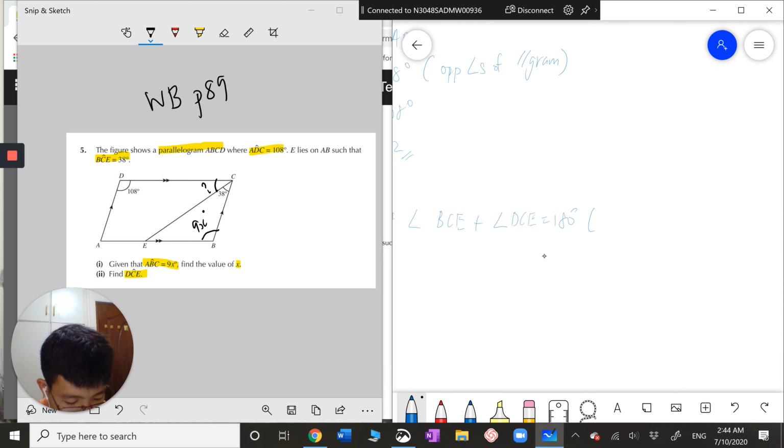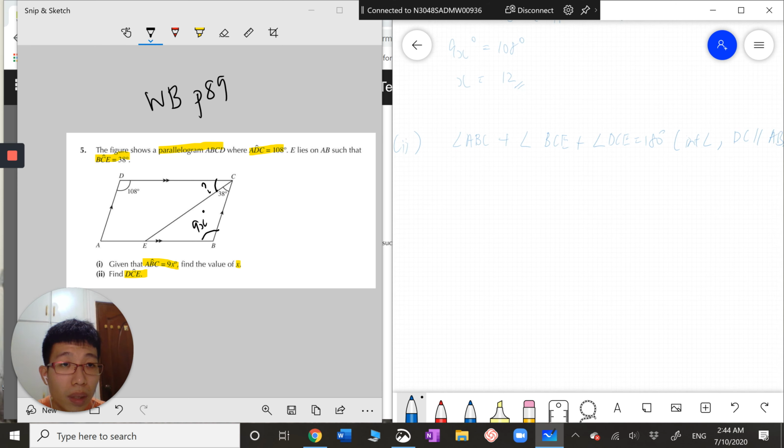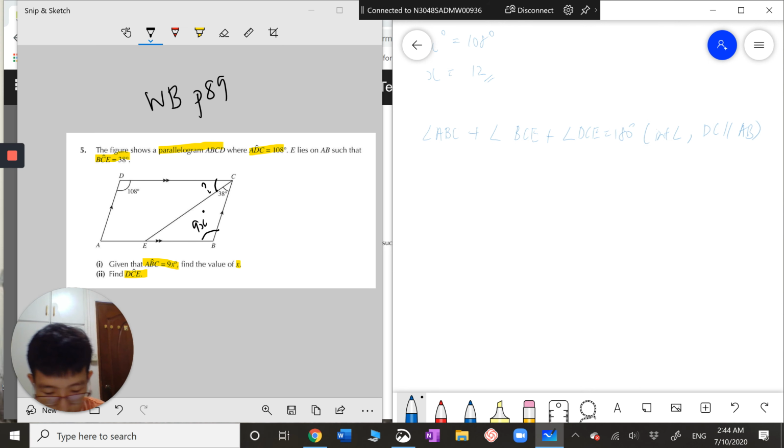And why is this so? Because they are interior angles between parallel lines. So in this case, DC is parallel to AB. Once we have this statement, we can replace the values of the angles. Angle ABC is 108, and angle BCE is 38. Angle DCE is what you're trying to find, and all these angles equal 180 degrees. So to find DCE, straightforward, 180 degrees minus 108 degrees minus 38, and this will give you 34 degrees. So this will be your answer for part 2.